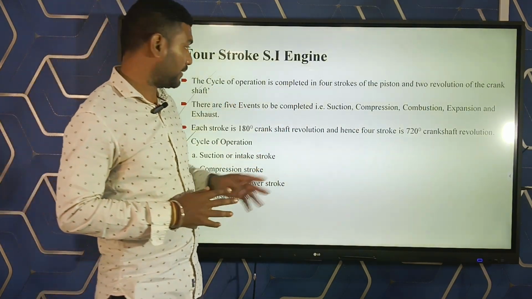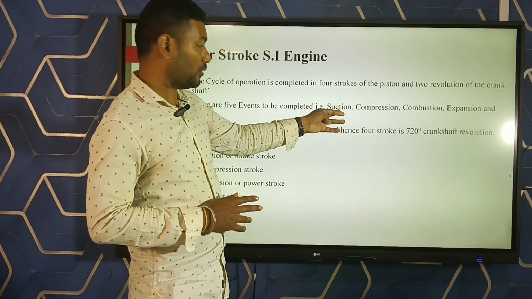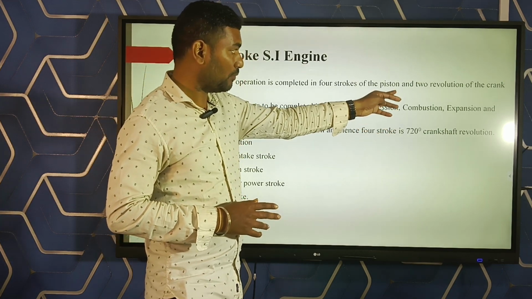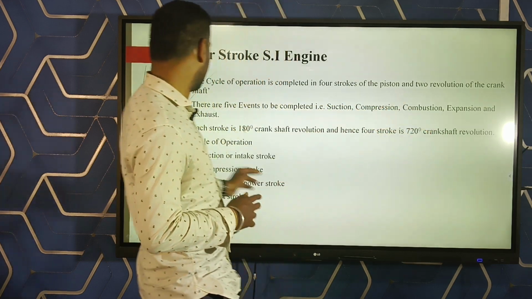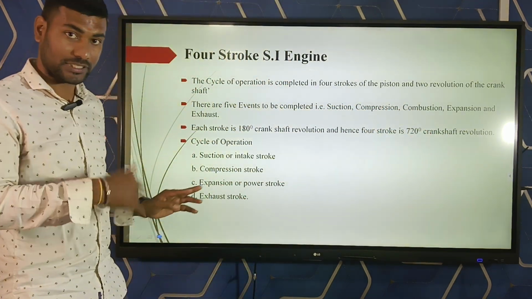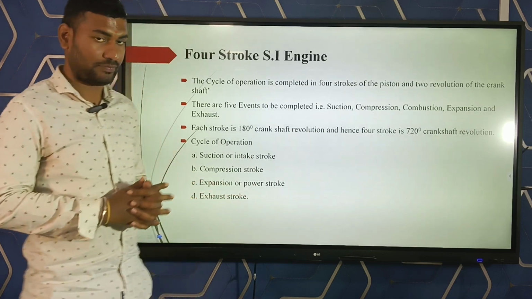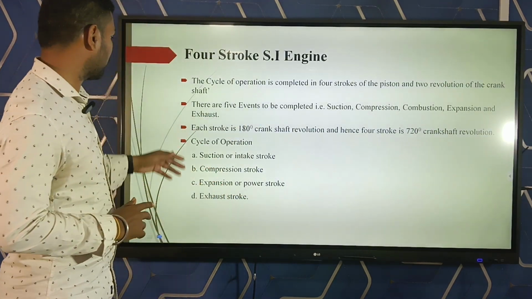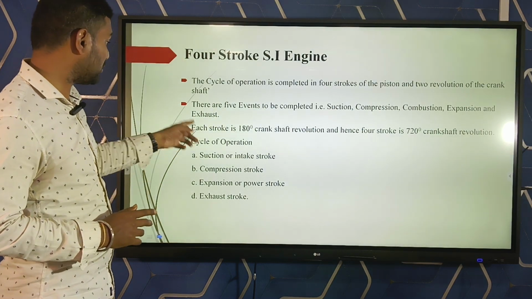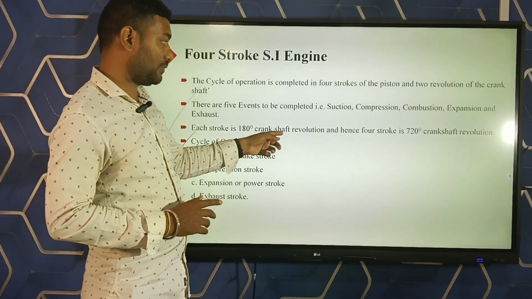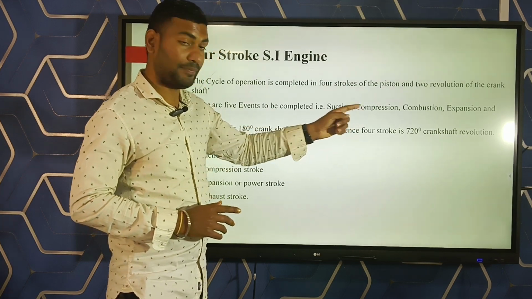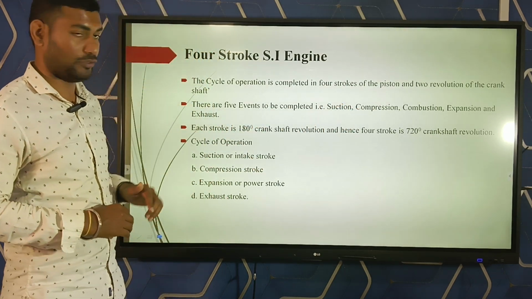First is your suction process, second is your compression process, third is your combustion process, fourth is your expansion process, and last is your exhaust process. Total 5 events. Next point is each stroke is 180-degree crankshaft revolution, and hence 4 strokes is 720-degree crankshaft revolution.